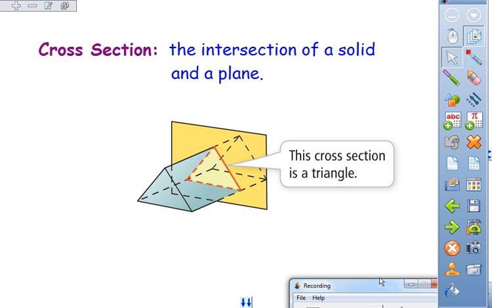A cross section, the intersection of a solid and a plane. So what we're going to do is think of maybe slicing it with a knife or slicing it with a sheet of paper, and then we have to figure out what shape is formed with that cross section.